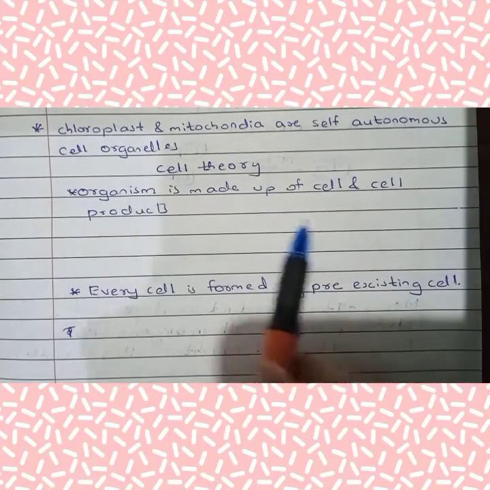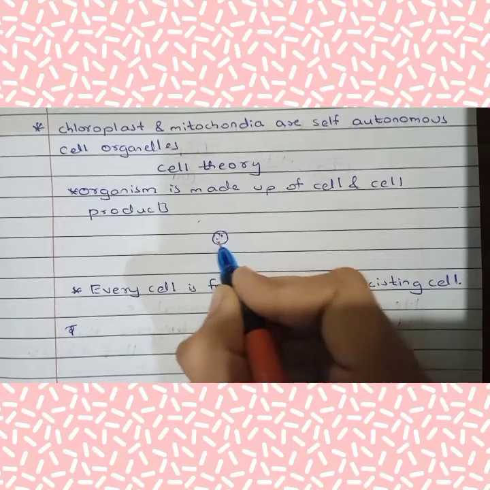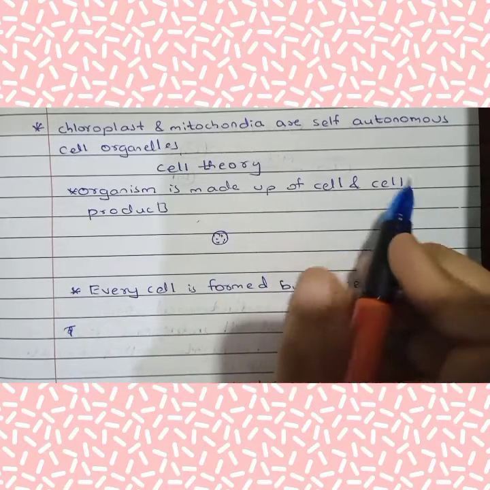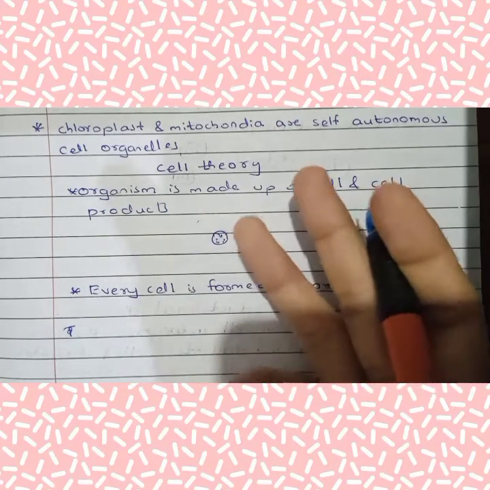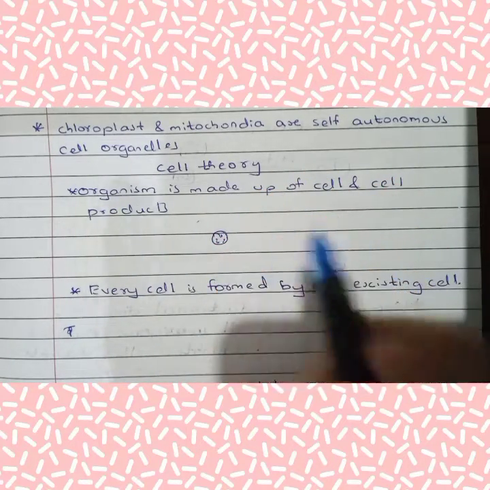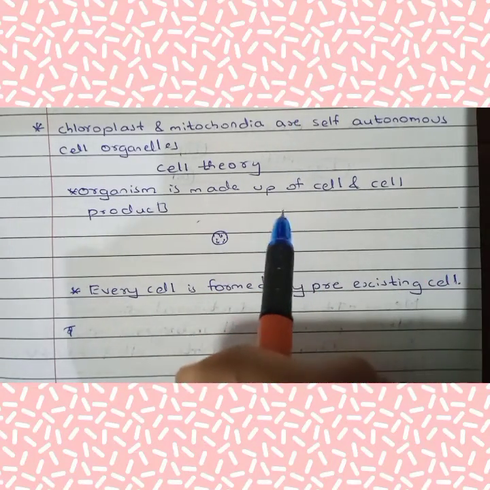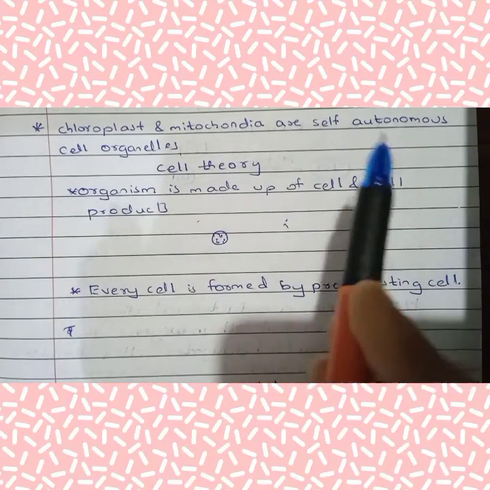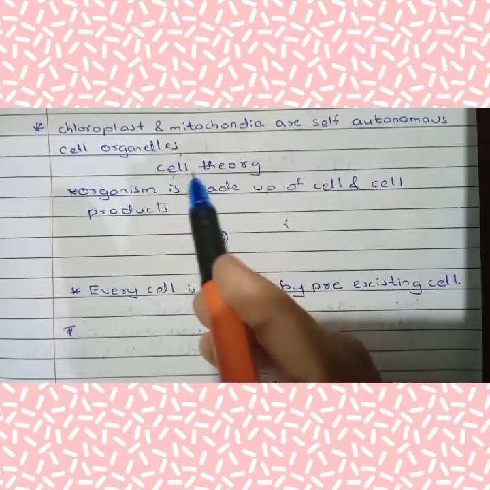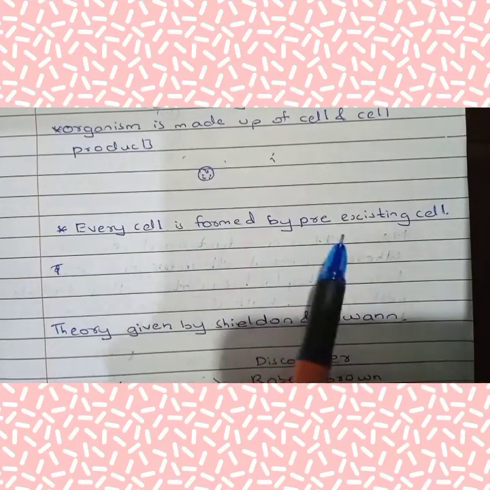And now there's the cell theory. Every organism is made up of cells and cellular products. The main cell products are like mitochondria, Golgi complex. You are made up of cells. Cells form tissues, tissues form organs, organs form organ systems, and organ systems form the whole body structure. So the cell is the basis, and every cell is formed by a pre-existing cell.